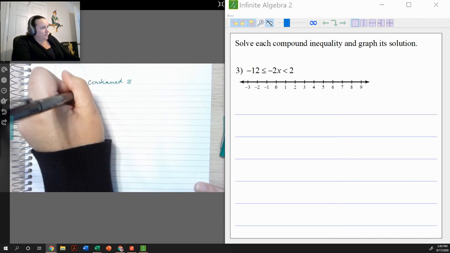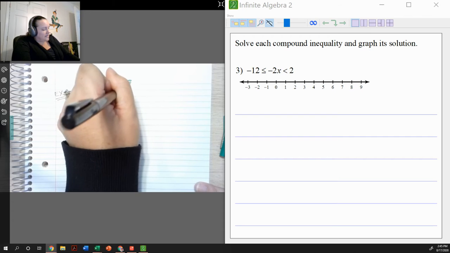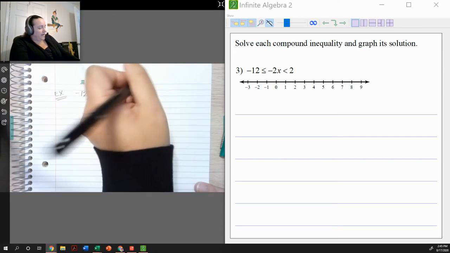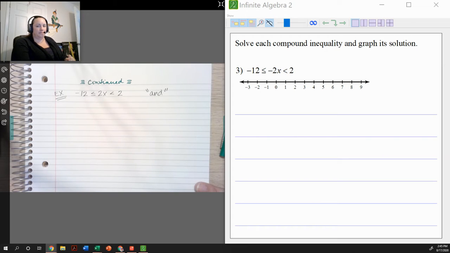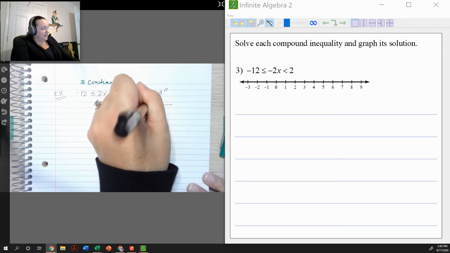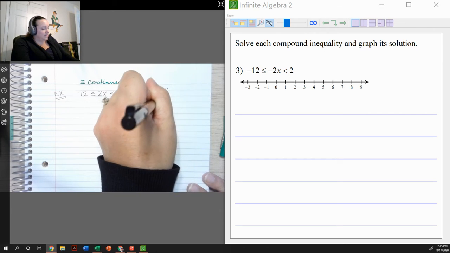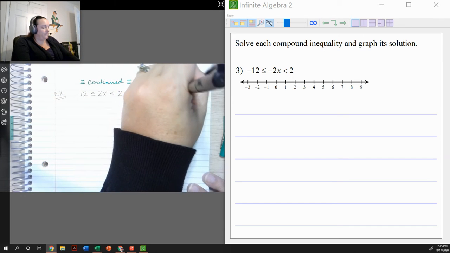So negative 12 less than 2x less than 2. This is an and problem. That's its format. So I already know that when I graph it, whatever it ends up being, I'll be shading in between. So this is what I know.